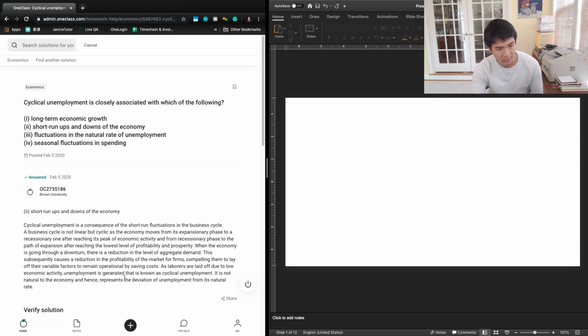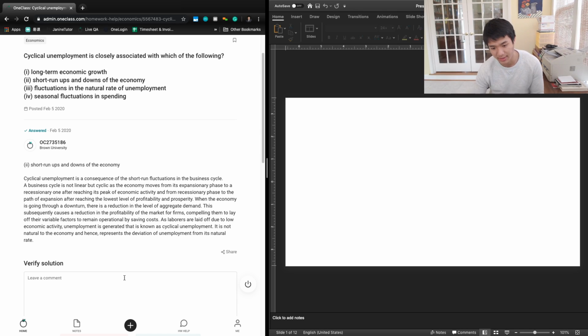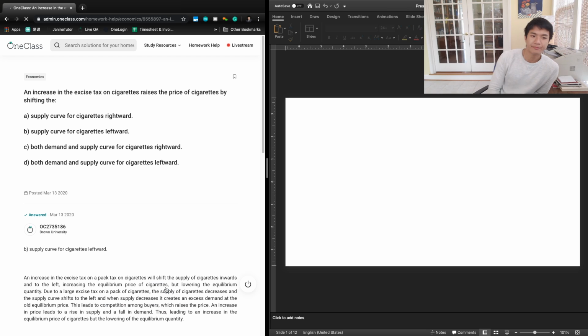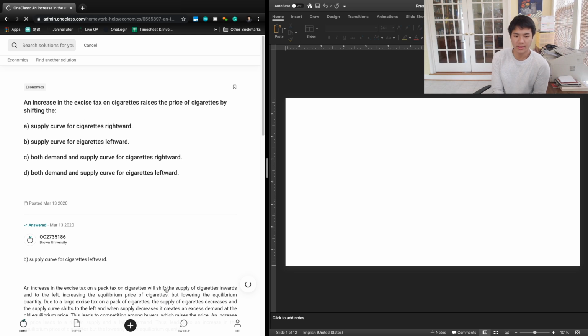So yeah, that's a really great answer. It puts into context all three types of unemployment and also better explains the link between the business cycle and the cyclical unemployment that we see. So I think this is a really thorough answer. And the solution is correct. Okay, let's take a look at the next question.